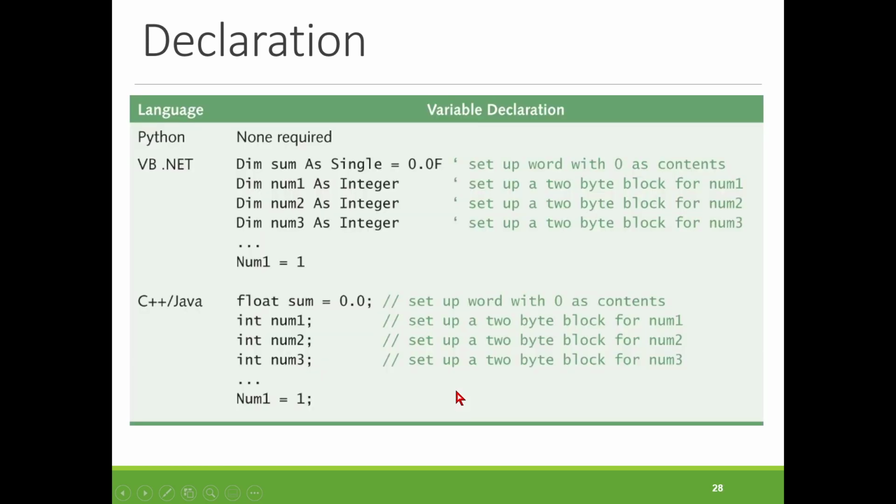So here are declarations in a couple languages. Python doesn't use them for variables, but here we have an example for Visual Basic. It uses the dim keyword, reserved word, to create a variable. C++ and Java, we have the type float, sum equals 0.0, so this is creating a variable called sum that must store floating point values. These are integers being created, and then once you've done this, you can assign them values below.